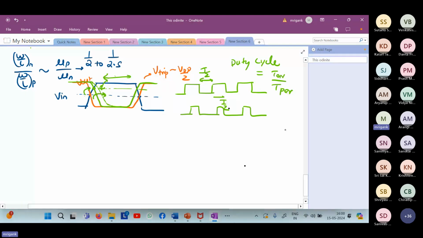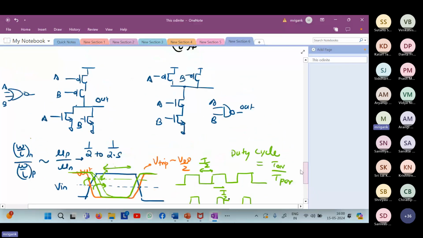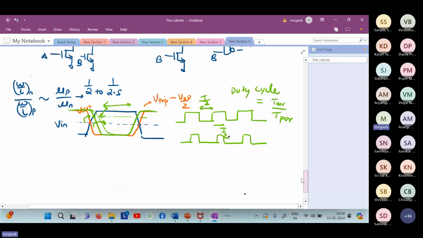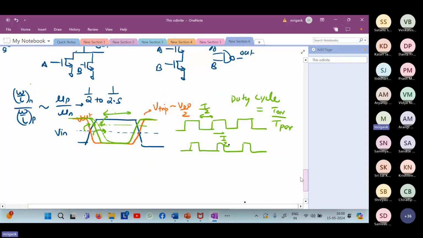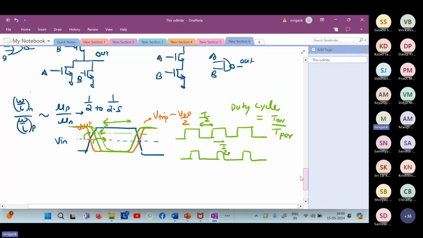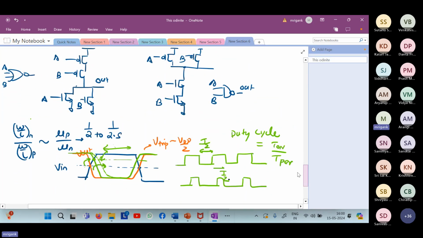Okay, so I had posed one question: if you have this NAND gate and NOR gate, then what kind of sizing ratio will we have here? For the inverter, we said that it is mu p by mu n, so almost around 2 to 3 you may get. So assuming that mu n by mu p is, for the time being, 2, that is 2 to 1, then what will be the ratio for the NOR gate and NAND gate for the PMOS?